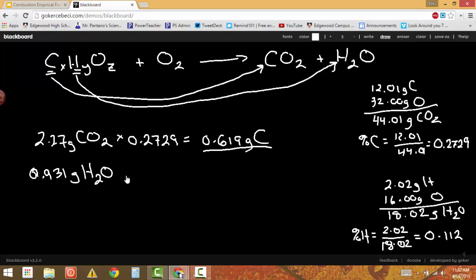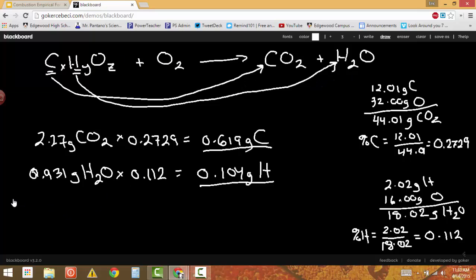So in this 0.931, if I multiply by the 11.2% in decimal, 0.112, I find that there are 0.104 grams of hydrogen in the water. All of that hydrogen came from my compound, which means the original compound contained that mass of hydrogen. So now I know the mass of carbon from my original compound and the mass of hydrogen. The only thing I need left is how much oxygen was in my original compound. But I can't do it this way because the oxygen is all over the place.